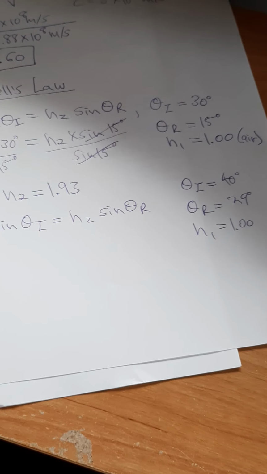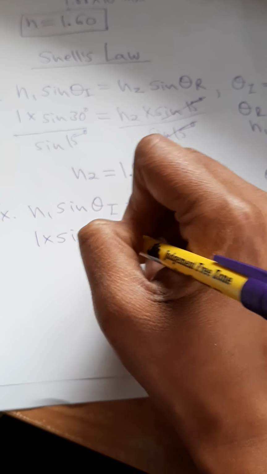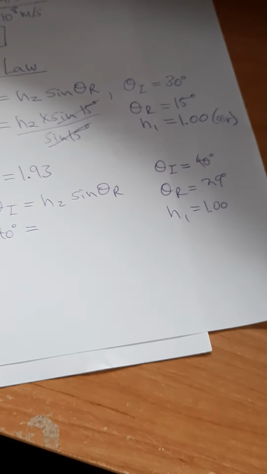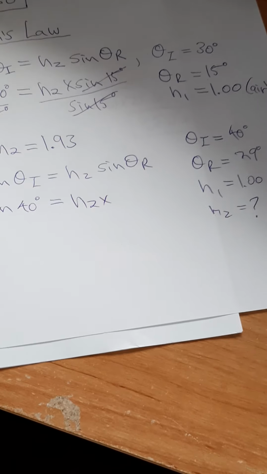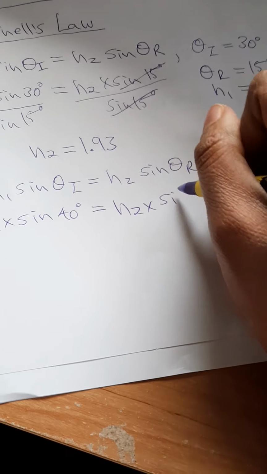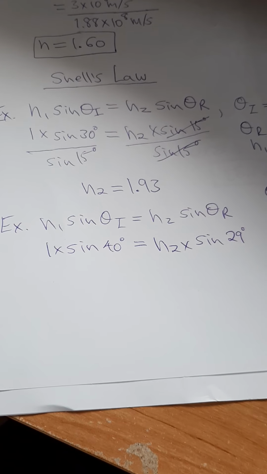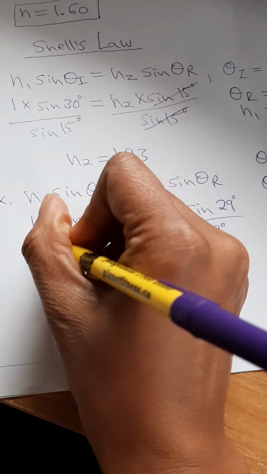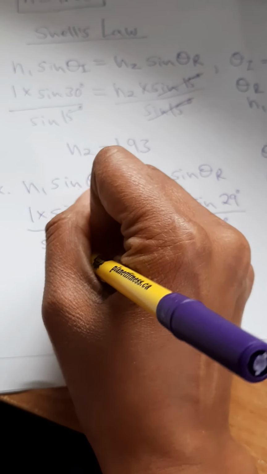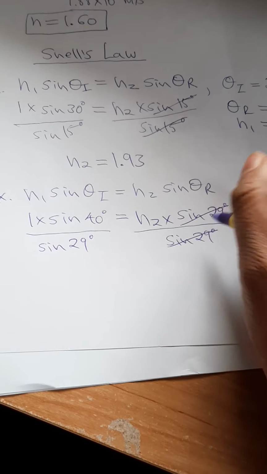So we're looking at our values here. The angle of incidence is 40 degrees, so we're doing 1 times sine 40 equals, and we're looking for N2, so we should put N2 as a question mark here. N2 times sine of 29 degrees, the angle of refraction. To get rid of the sine 29, we divide by sine 29 on both sides. As you can see, it cancels out.